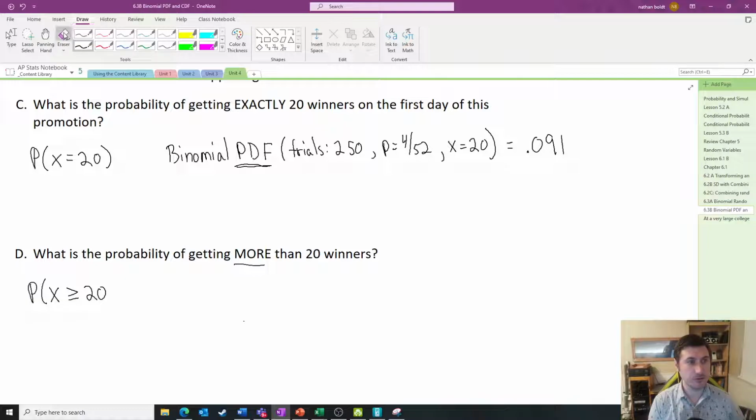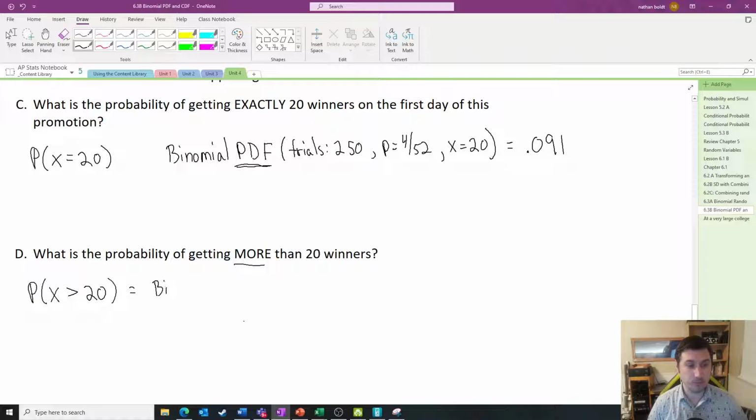Oh, sorry, not equal to, huh? My bad. Not equal to, because I just said more than 20. So that'd be 21, 22, 23, 24, everything above 20. So hopefully you can see I'm adding up multiple ones.